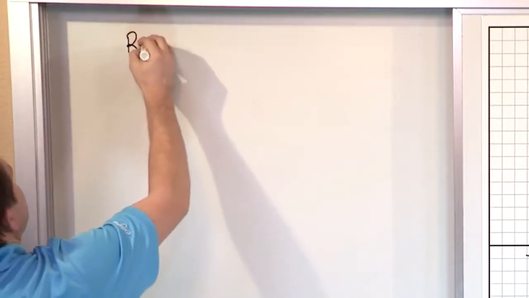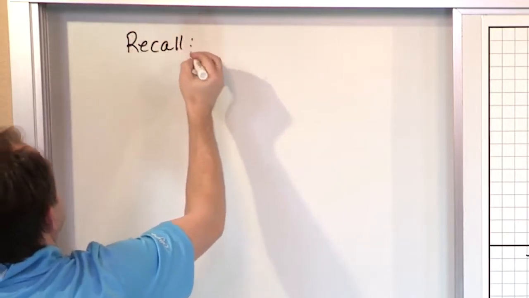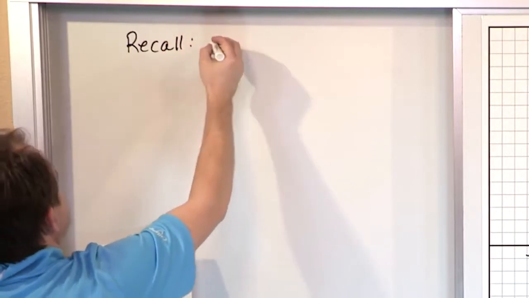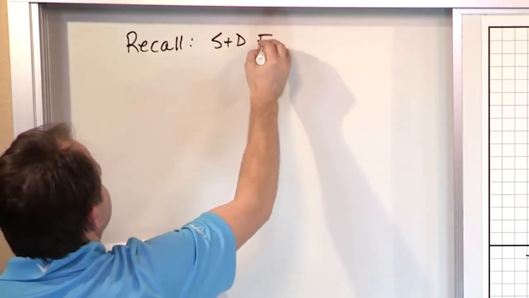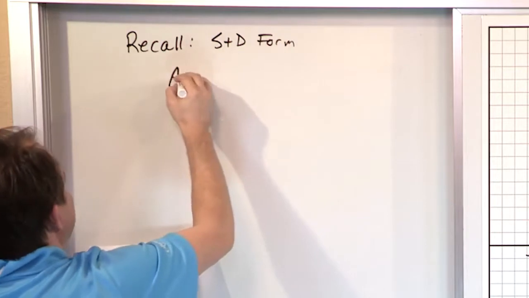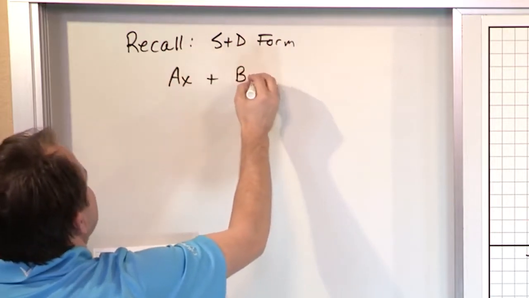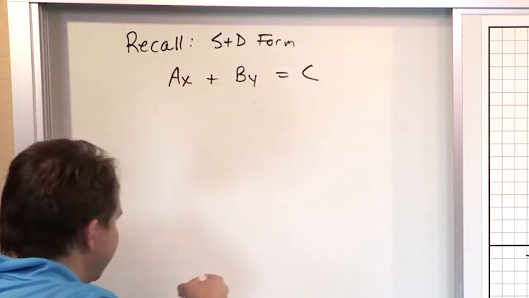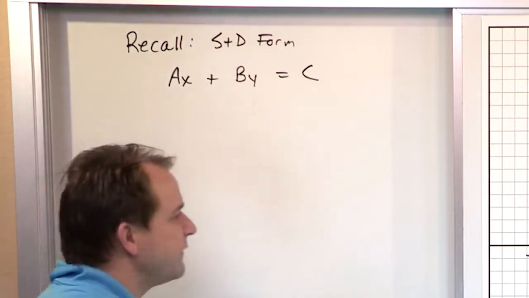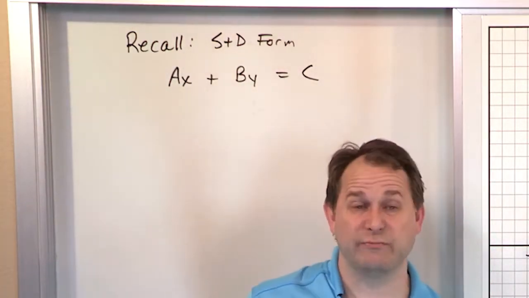Recall the following. Remember we talked about standard form, right? So we have standard form of an equation of a line. It's ax plus by is equal to c. Now a, b, and c can be any number. They can be negative numbers, they can be positive numbers, and they can be zero. They can be any number.